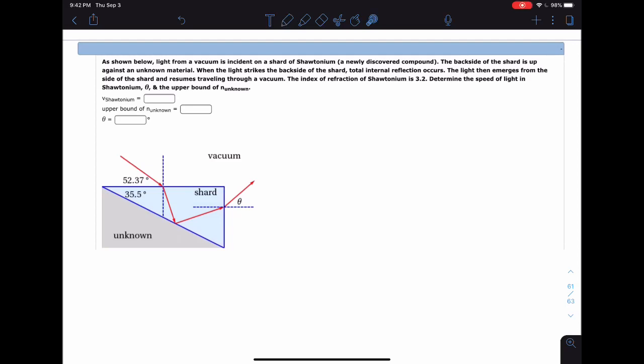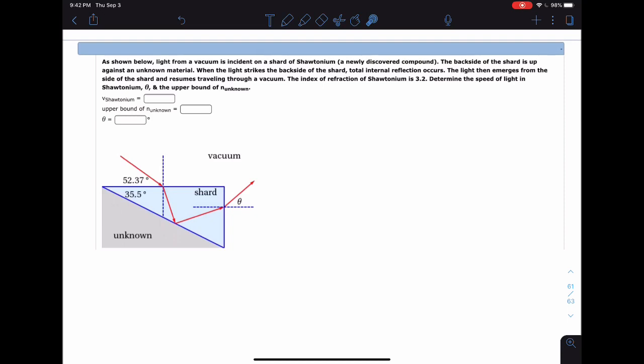As shown below, light from a vacuum is incident on a shard of Chautonium, a newly discovered compound. The backside of the shard is up against an unknown material. When the light strikes the backside of the shard, total internal reflection occurs. The light then emerges from the side of the shard and resumes traveling through a vacuum. The index of refraction of Chautonium is 3.2.